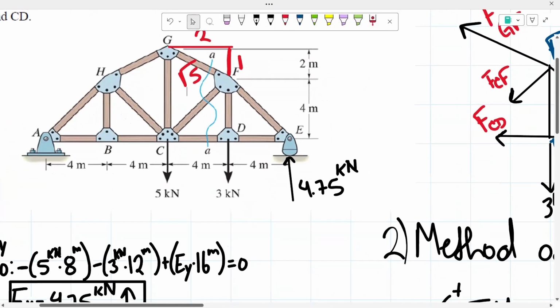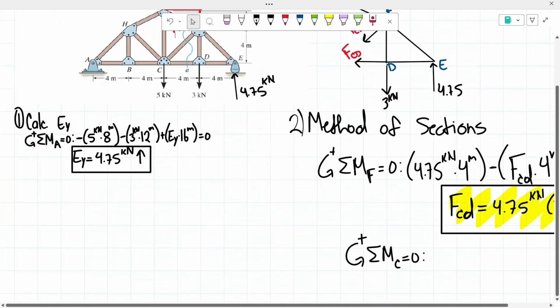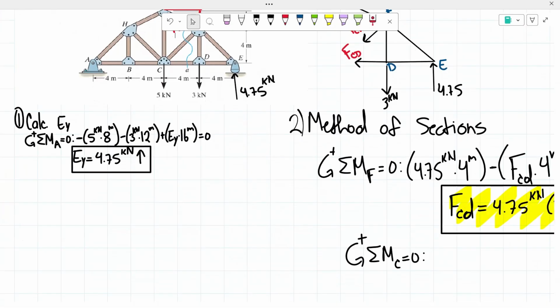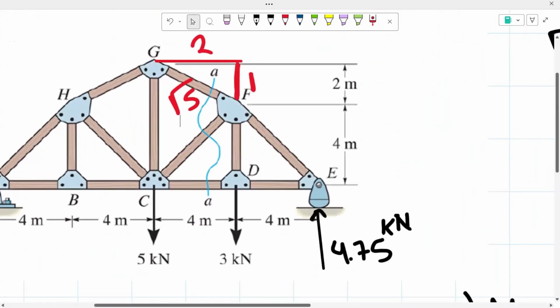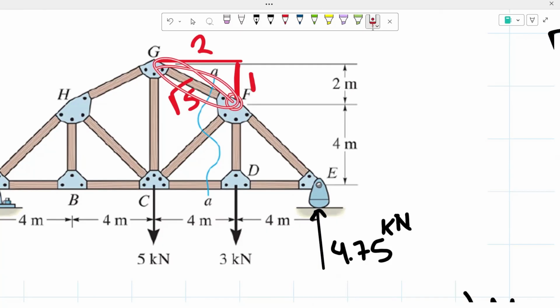So that's how we determine that. So now that we know that, we could go back to taking the sum of the moments about point C. Going back over here, we know that the force of the bar CF has both a horizontal and vertical component. We just need one of those to create a moment. So I'm just going to be doing the horizontal component of it.